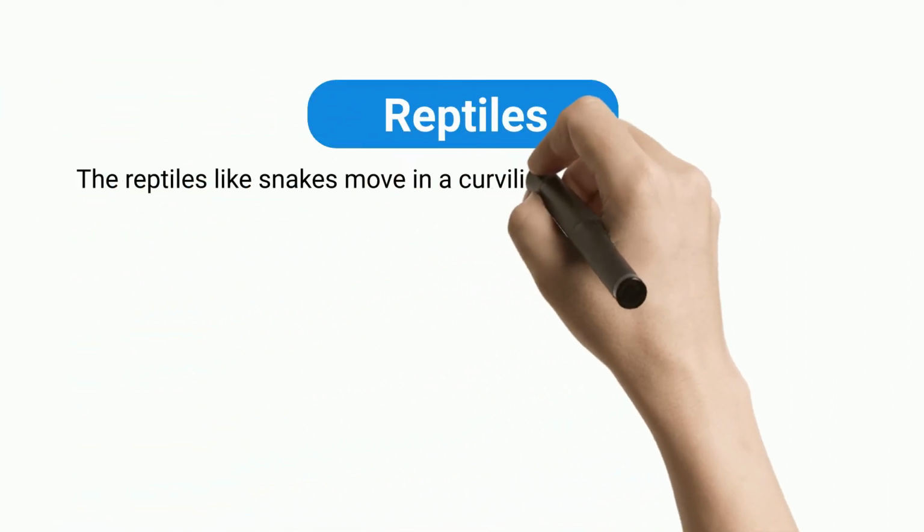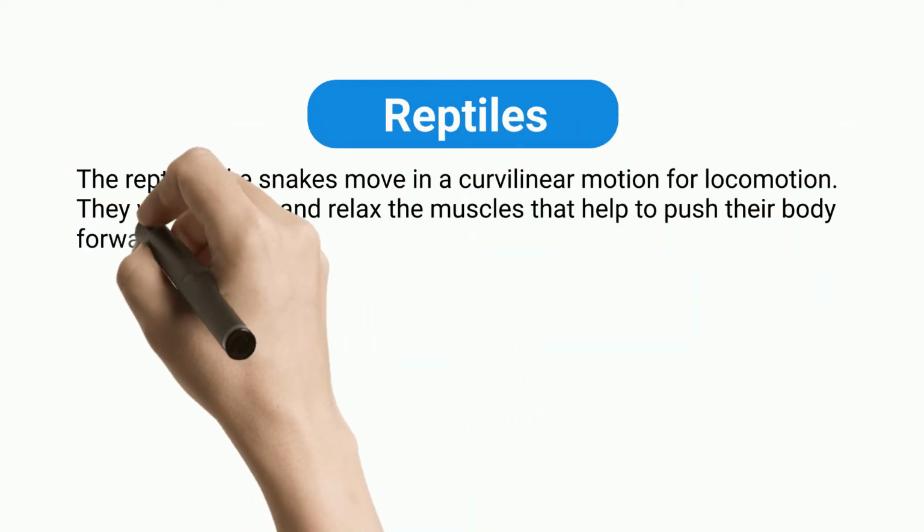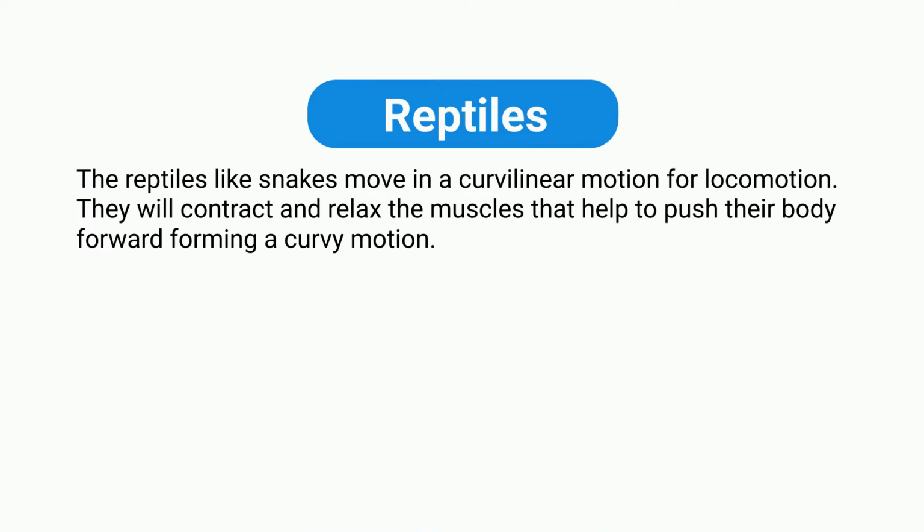Reptiles. The reptiles, like snakes, move in a curvilinear motion for locomotion. They will contract and relax the muscles that help to push their body forward, forming a curvy motion.